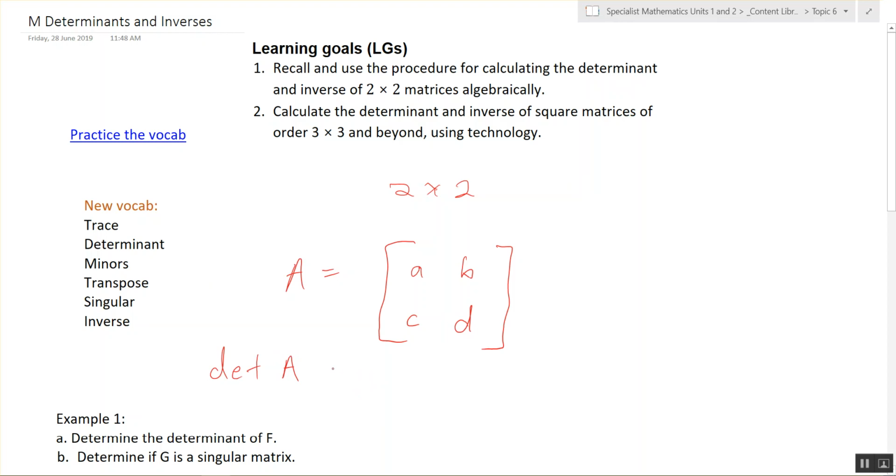Or sometimes you'll see it as a little triangle. So essentially what a determinant is, you multiply the first diagonal. Does that make sense? And you then minus the multiplication of the second diagonal.